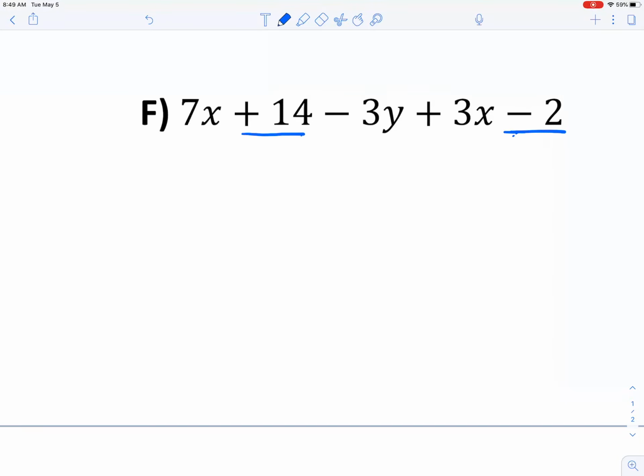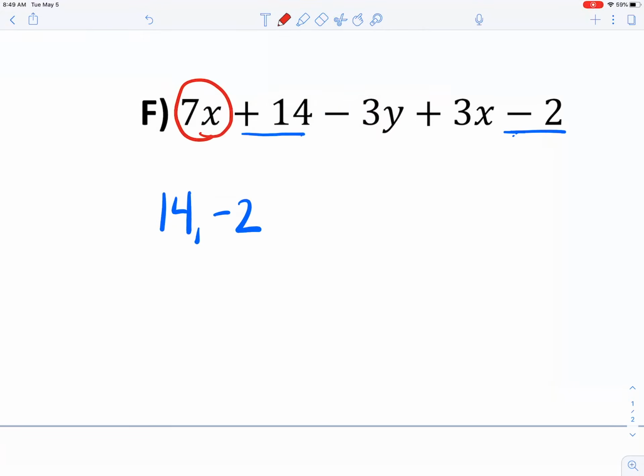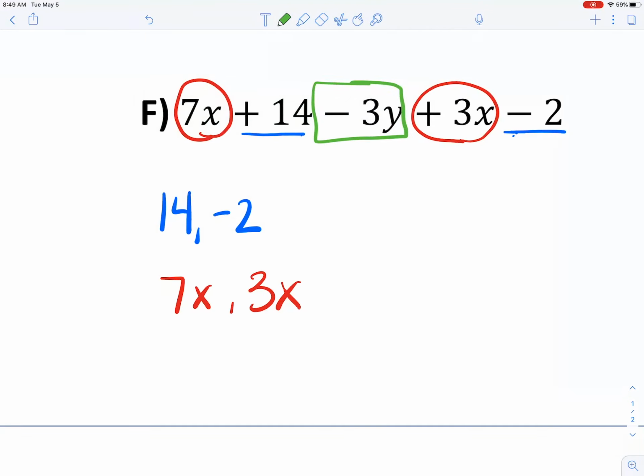I'm going to go ahead and underline the constant or the plain number, including that positive or negative in front of it. So we have a 14 and we have a negative 2. Okay, now I'm going to circle anything with an x. Now, I would not circle this negative 3y. The reason is because it has a y and not an x. I was going to circle all the x terms. So we've got a 7x and a 3x. And then I will box in the ones with the y. And there is not another y term, so that means that there are no like terms with the y.